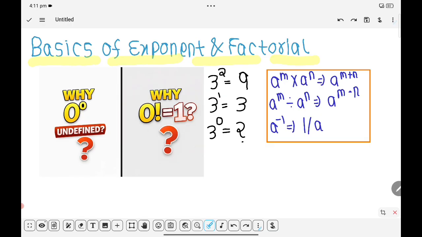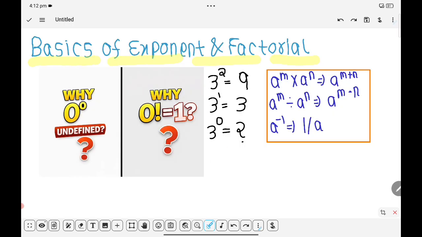So we all know that 3 to the power 2 is 9. Why is it so? Because 3 to the power 2 means multiplying 3 two times. Then the question arises, what does 3 to the power n mean? 3 to the power n means 3 into 3 into 3, multiplying 3 n times. Okay. Now what is 3 to the power 1?